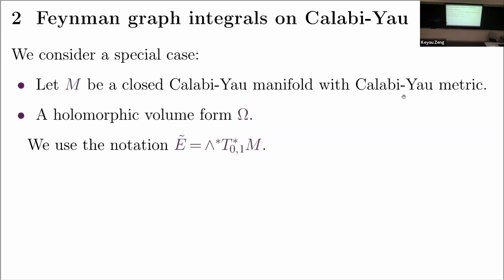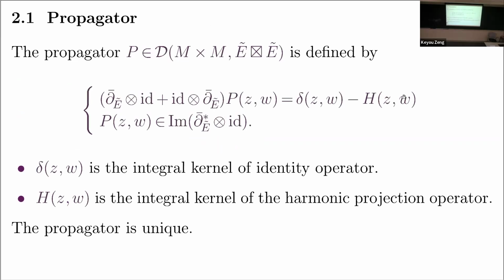And we use E tilde to denote the exterior power of the anti-holomorphic cotangent bundle. So the sections of this E tilde give the double complex, or double resolution of structure sheaves. Now the propagator is defined by these two equations.